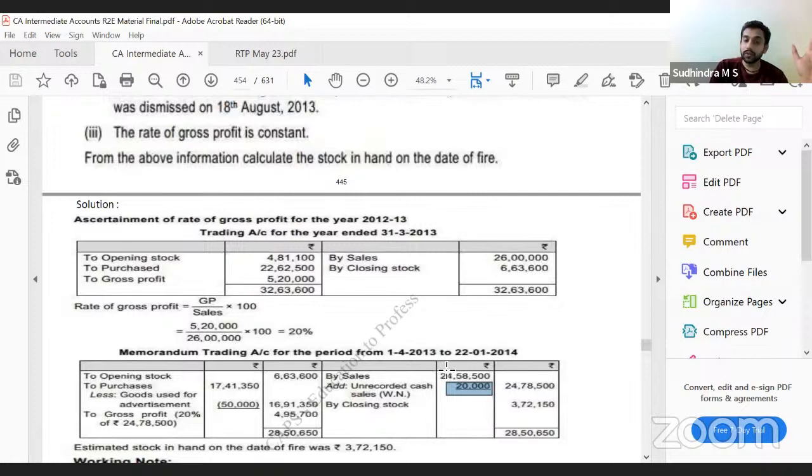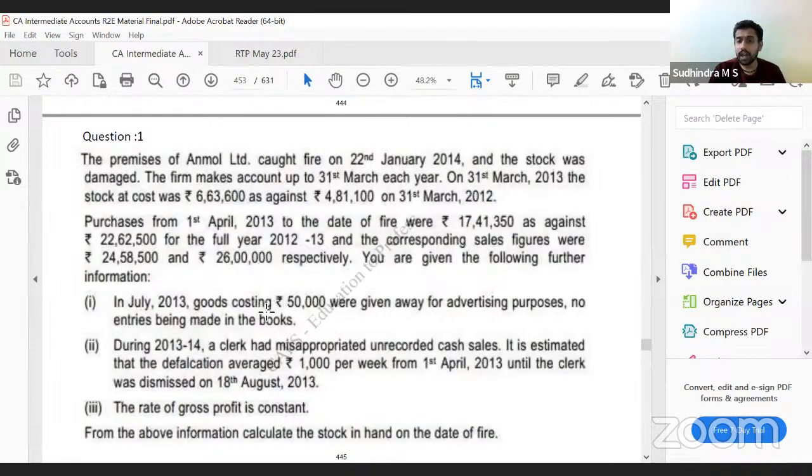If we do this, we know the gross profit percentage: 2,478,500 into 20% is 495,700. You'll get the closing stock as the balancing figure. Once you get the closing stock as the balancing figure, check whether there is any salvage value. No, they have not given salvage value.